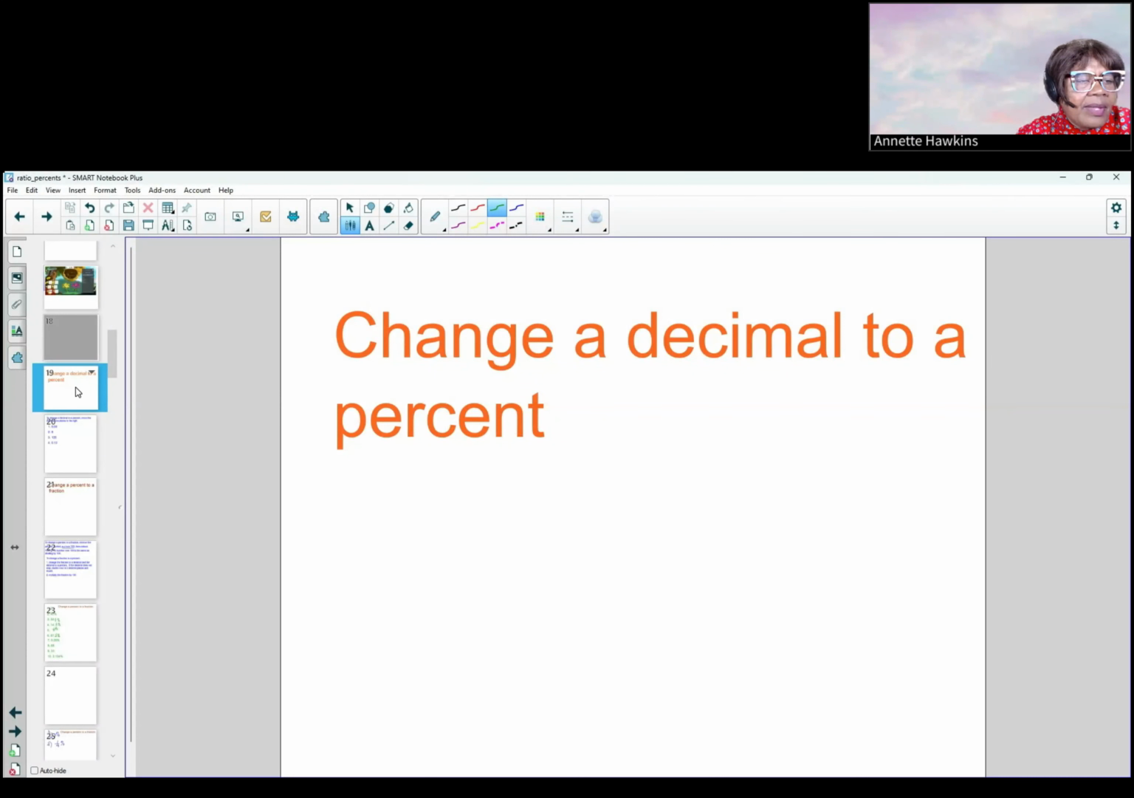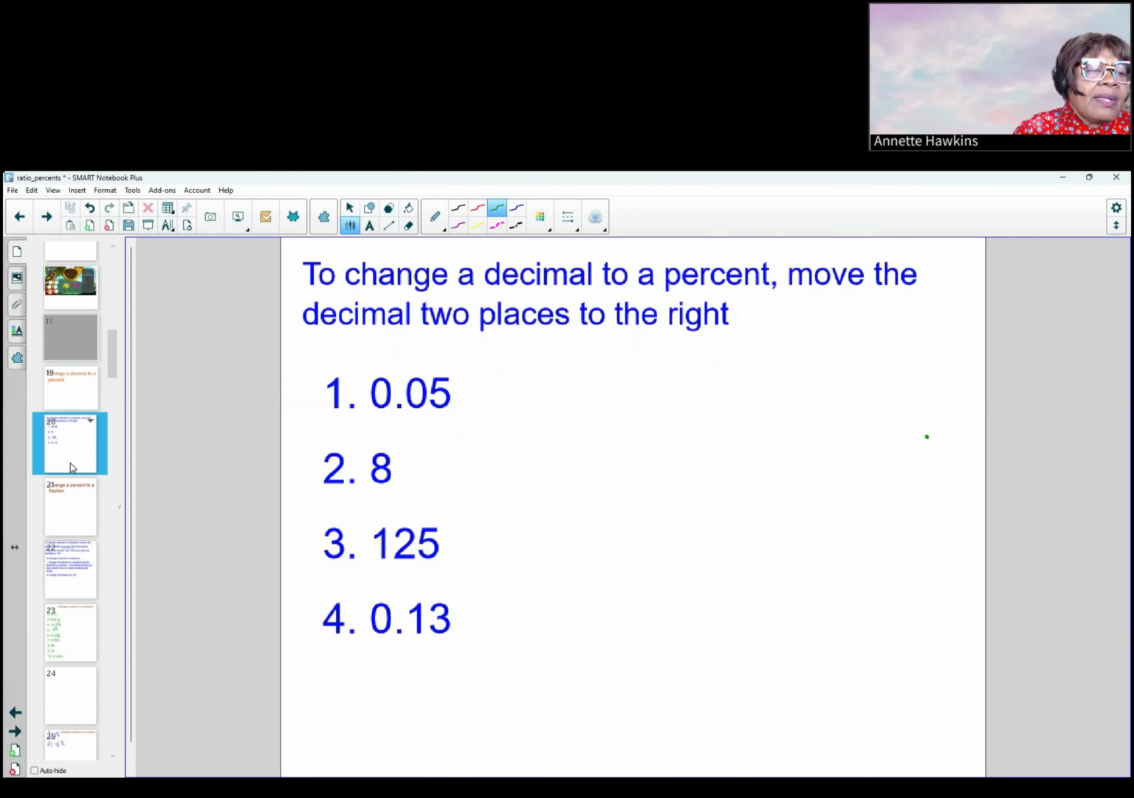So, okay, so we want to change a decimal to a percent. Well, guess what? If we change a percent to a decimal, we move the decimal 2 places to the left. To change a decimal to a percent, we move it 2 places to the right. We just move it back, okay? All right, so to change a decimal to a percent, move the decimal 2 places to the right. So let's do that.